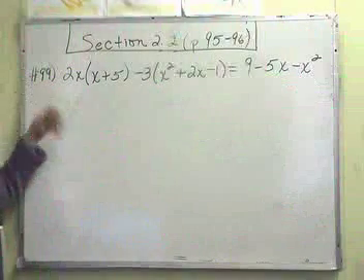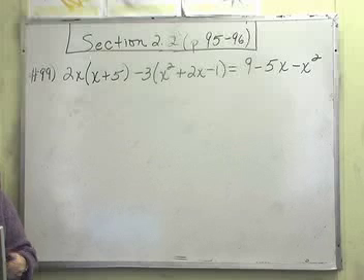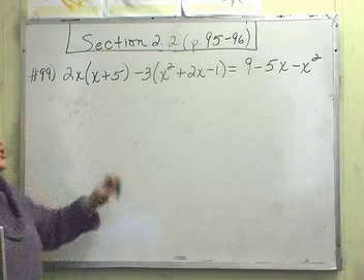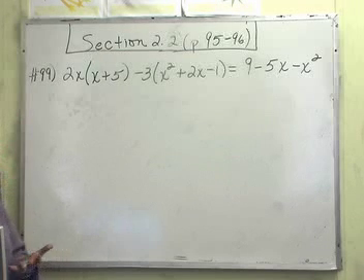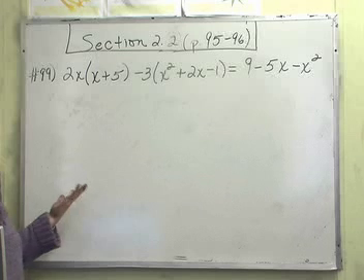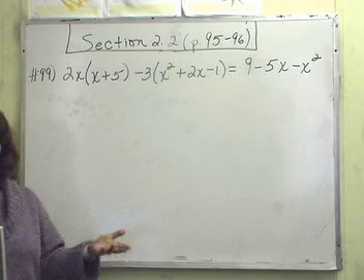Number 99, the directions are to solve for the variable. Well, looking at this equation, you might say, wait a second, I don't know how to solve for this. It has an x squared term in there. I don't know what to do with that.